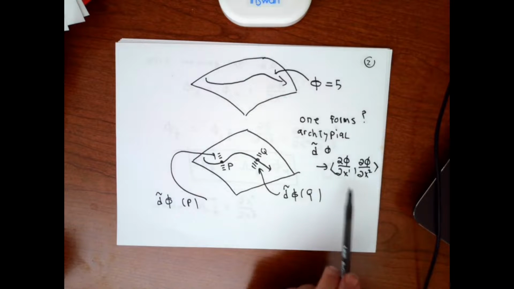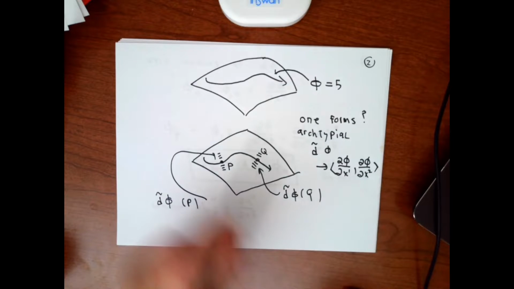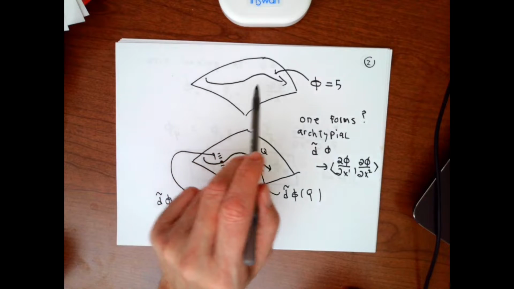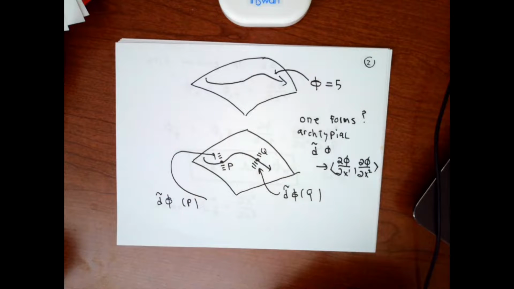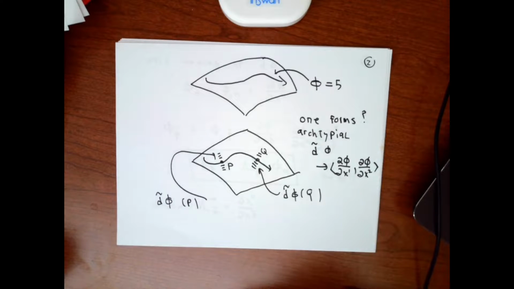It's just partial of the function with respect to the first coordinate and the partial with respect to the second one. As I move along the curve in my surface, I encounter different x1 and x2 values. The phi changes with respect to those variables, so this actually makes sense. I'm going to think of this as a member of the space of one forms.